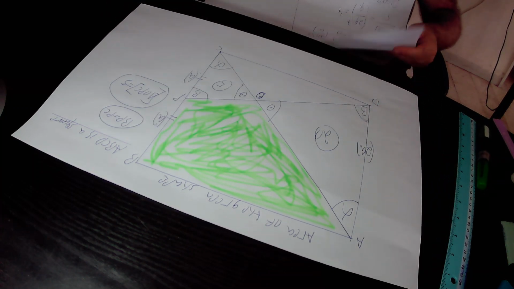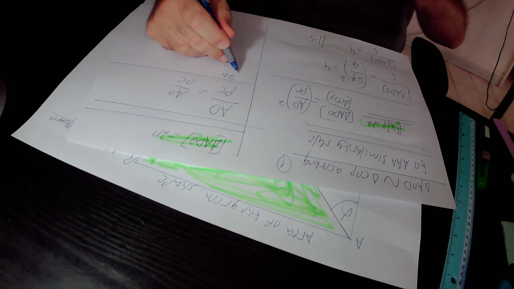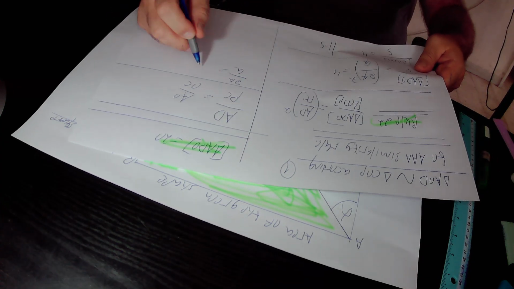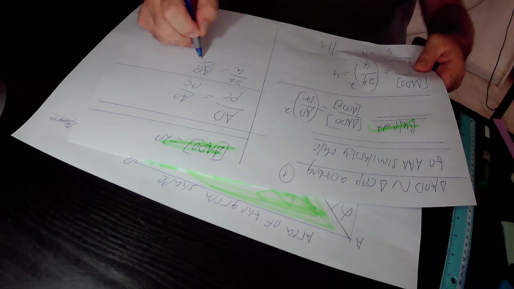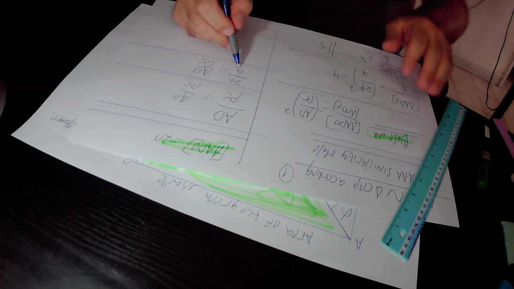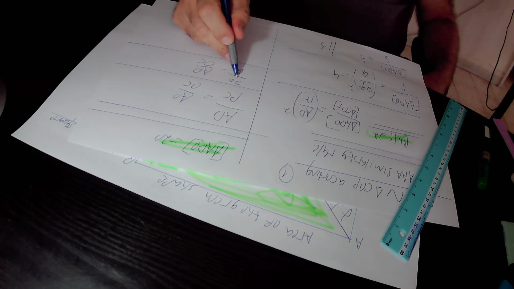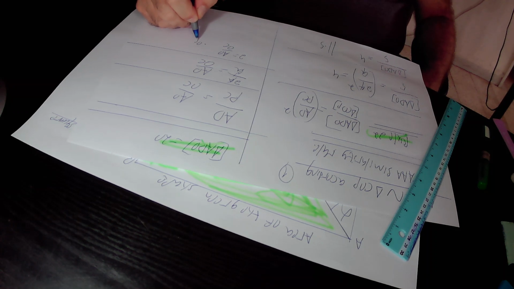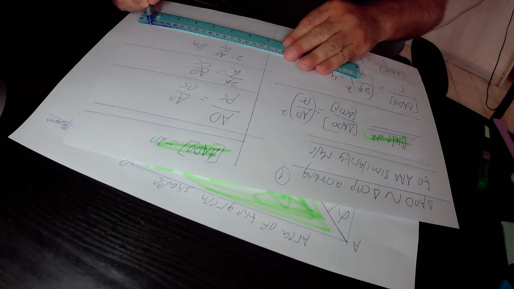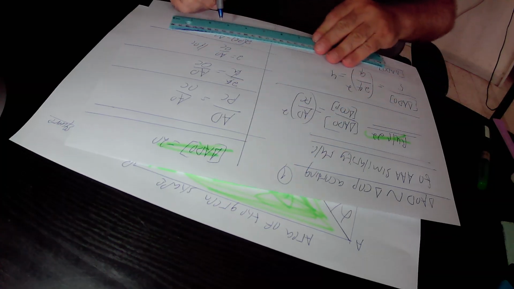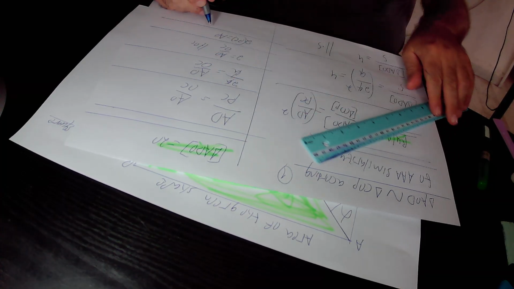AD is 2A over PC. PC is A, and it is equal to AO over OC. On this side of the equation we have A in the numerator and A in the denominator, so A gets cancelled and we are left only with 2. So we found out that 2 equals AO over OC. Here we multiply this equation by OC and we get that 2 times OC is equal to AO. And again, 2 times OC equals AO.